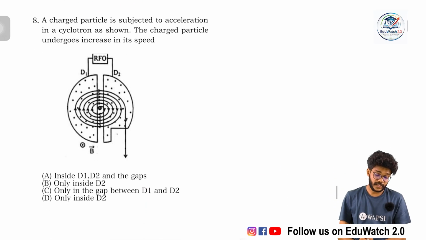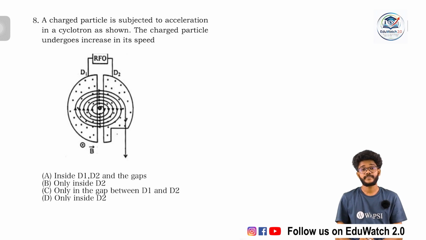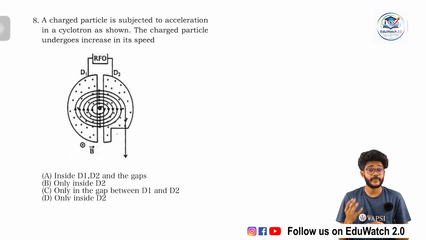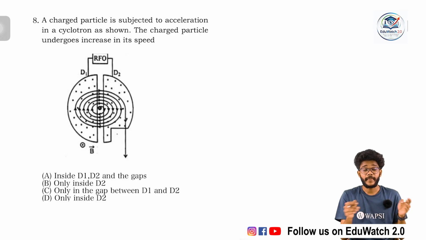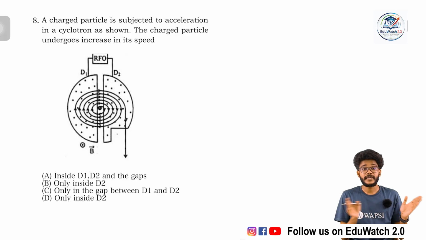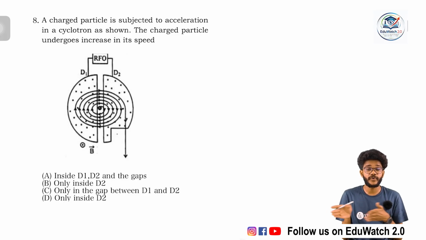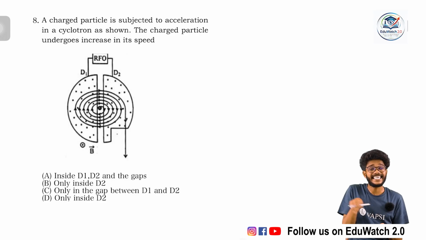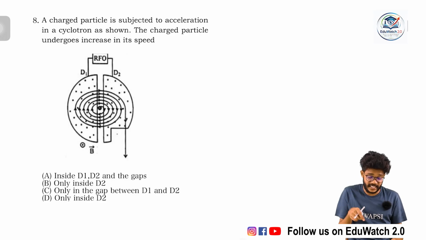A charged particle is subjected to acceleration in a cyclotron. What is the working principle of the cyclotron? Two D's are there. The magnetic field is produced by giving an electric current, and the frequency is fixed by the RF oscillator, and the polarity will change according to the direction of the electric field. That's how the particle is oscillated inside the D's.